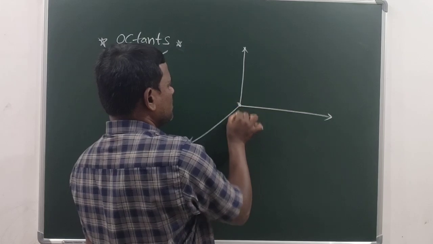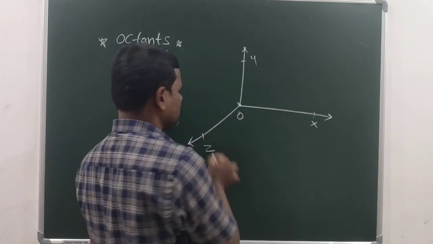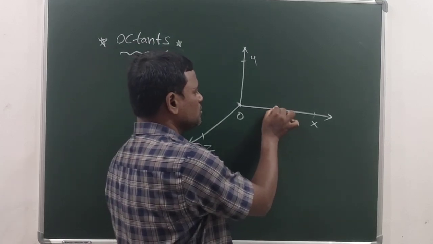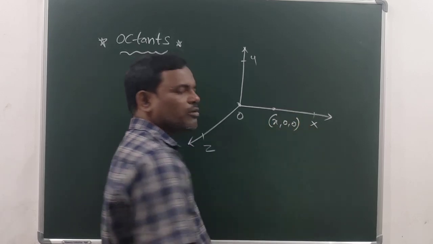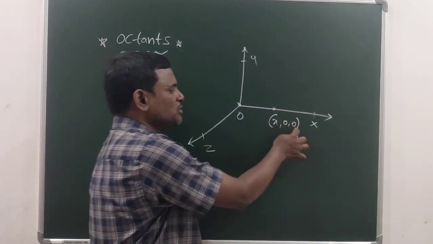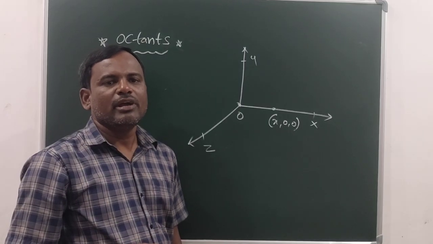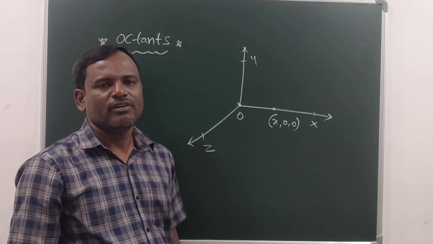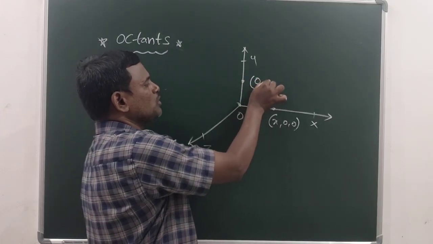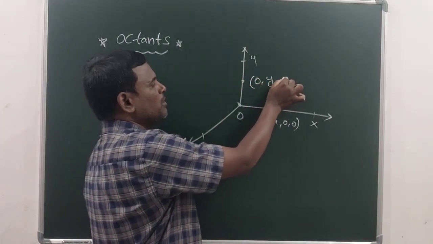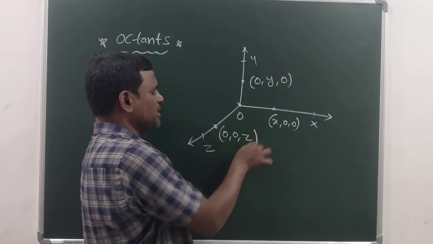See, suppose consider this as the x-axis, this as the y-axis, this as the z-axis. If a point belongs to the x-axis, it will get coordinates like this: x comma 0 comma 0. On the x-axis, the y coordinate and z coordinate of a point become 0. In the same manner, if a point belongs to the y-axis, 0 comma y comma 0. If a point belongs to the z-axis, 0 comma 0 comma z.